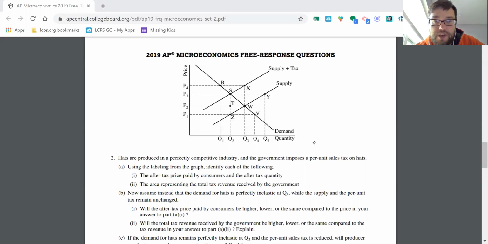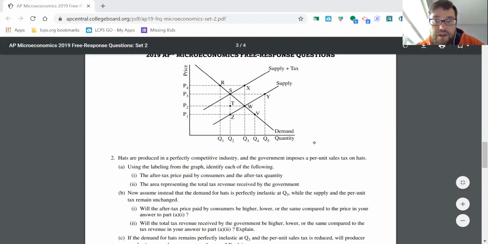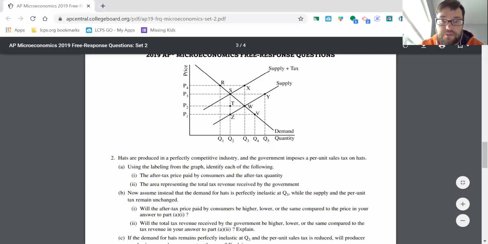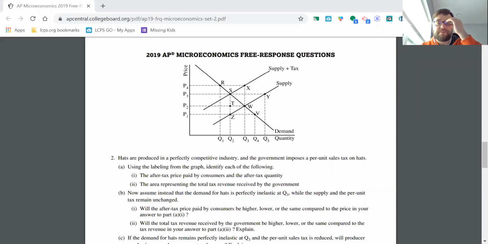So we have our initial supply and demand curve, but because it's a per unit tax, that essentially shifts the supply curve. Not the actual supply curve, but they have it labeled up here as supply plus tax. So it's all really set up for us here, and we just have to interpret. It's a really busy graph, so you've got to cut through a lot of the information and make sure you know what you're thinking about.